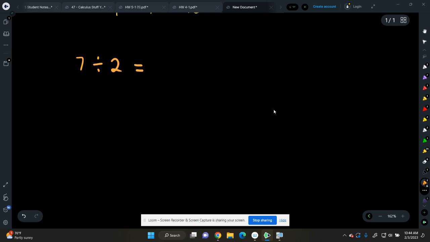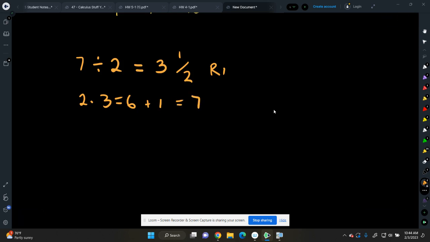What does 7 divided by 2 equal? 3.5. Can you say that as a fraction? 3 1/2. So I know that 2 goes into 7 3.5 times because 2 times 3 is 6, and then I have a remainder of 1. So 6, and if I add 1, I get 7. You all remember that from elementary school?